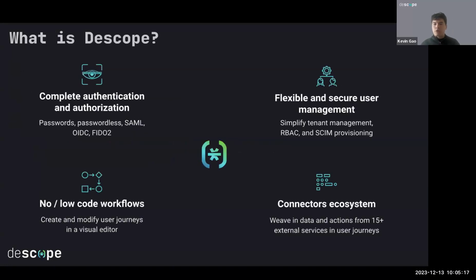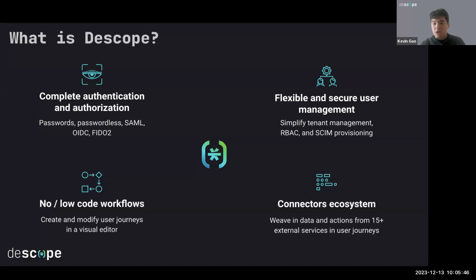First, just a quick intro for those of you who are new to Descope. What is Descope? We are a complete authentication and authorization service. We offer authentication methods, pretty much everything you'd ever want, from Passkeys to Google OAuth social login, magic link, OTP with SMS or email, and of course, passwords. But we also offer SAML and OIDC SSO, and we are FIDO2 compliant.